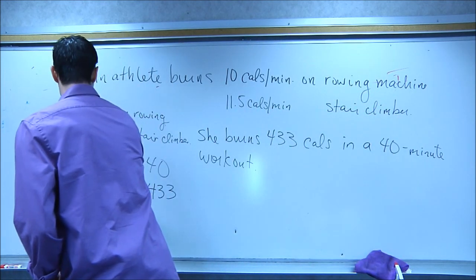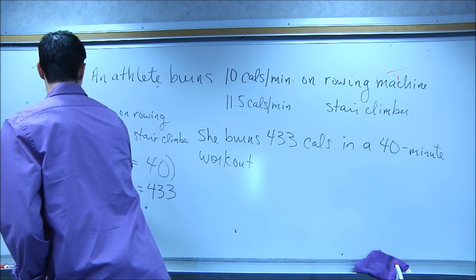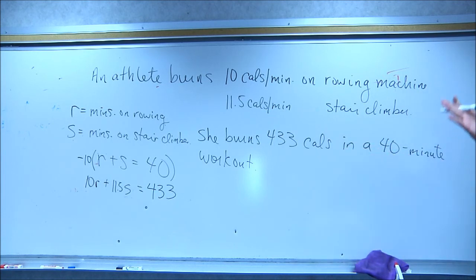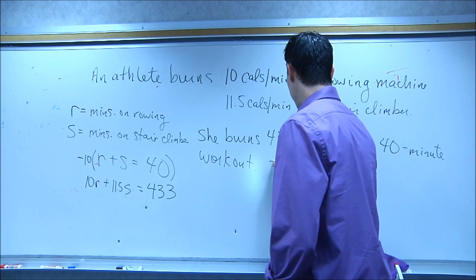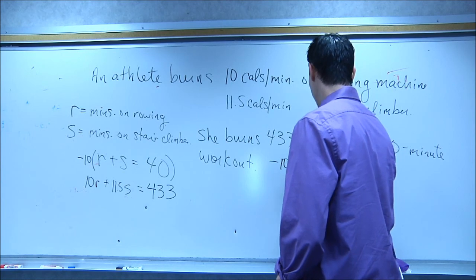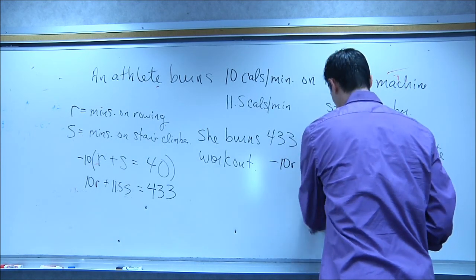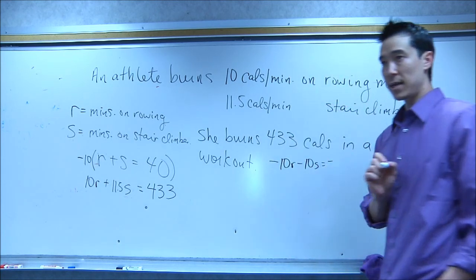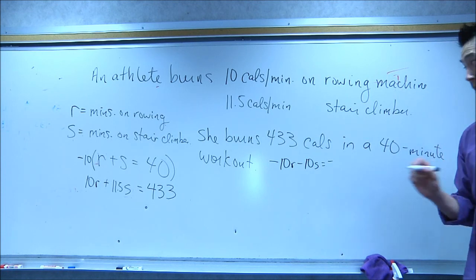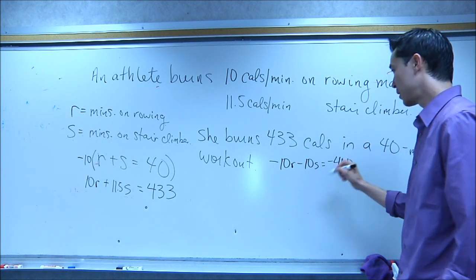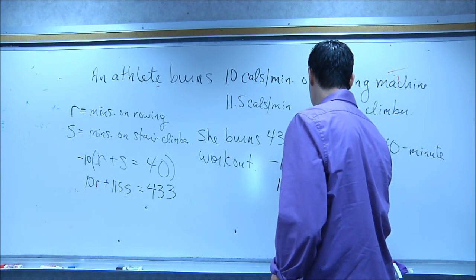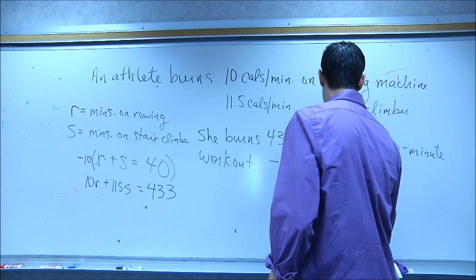Okay, let's do that. I'm going to multiply the whole first equation by negative 10. The only reason I'm doing that is because I'm going to eliminate R. When I have a negative 10R plus a positive 10R, it's going to go away. So my first equation is now negative 10R minus 10S equals, what's 40 times 10? Minus 400. And then I have a positive 10R plus 11.5S equals 433.